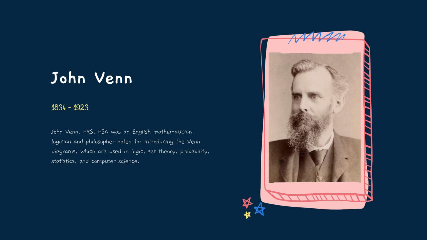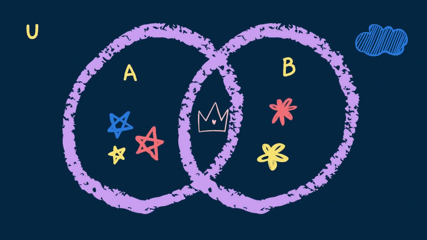John Venn was an English mathematician, logician, and philosopher noted for introducing the Venn diagrams, which are used in logic, set theory, probability, statistics, and computer science. For example, this universal set. So sa universal set na to, may dalawang overlapping sets, si A and B. They are overlapping because they have a common element. So, in this case, ang common element ng dalawang set ay yung crown.